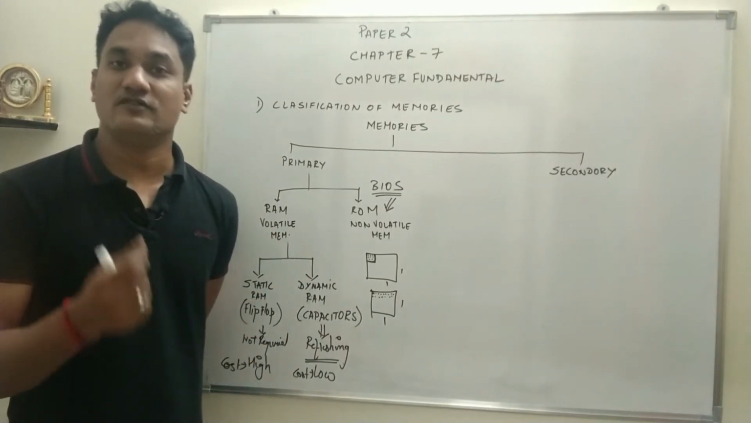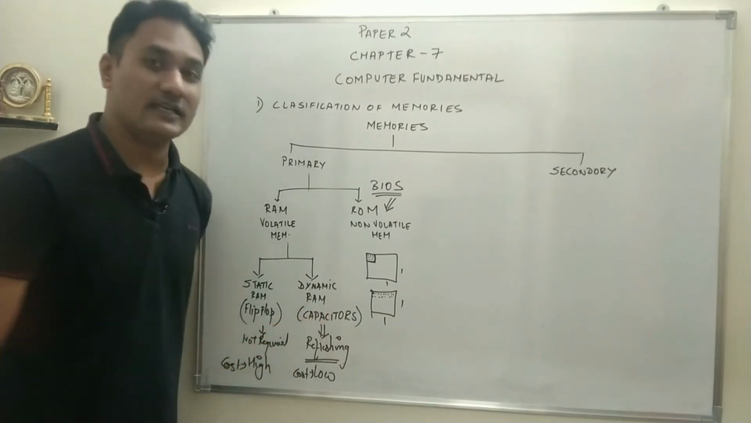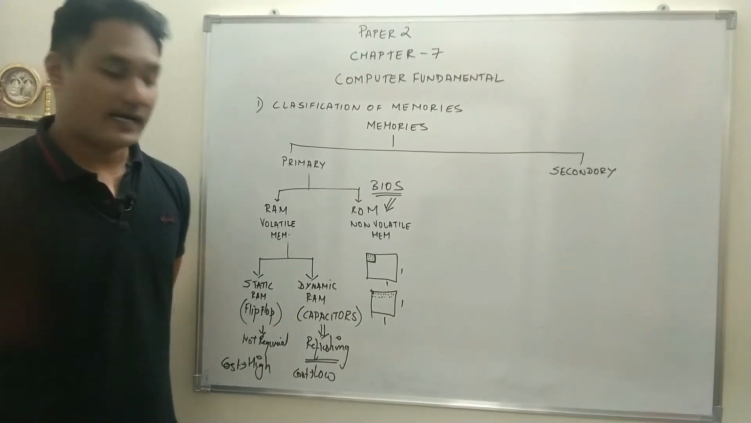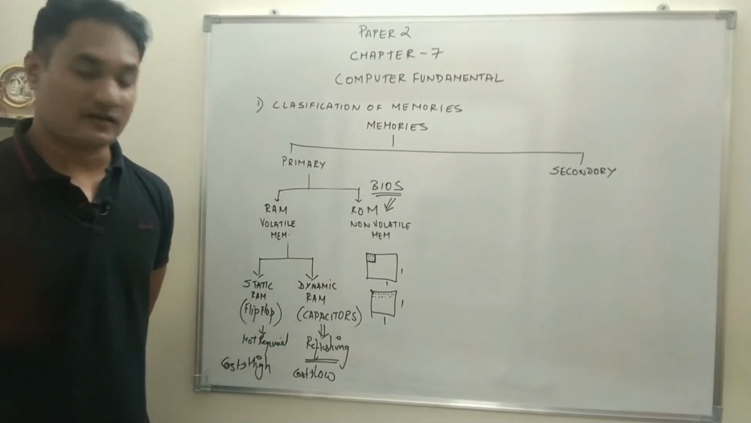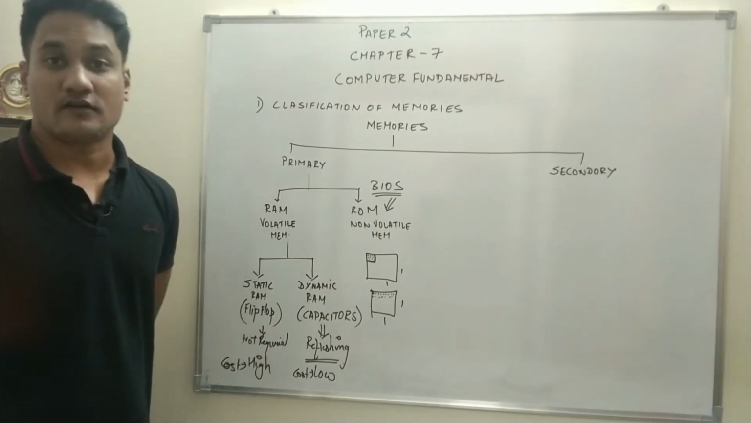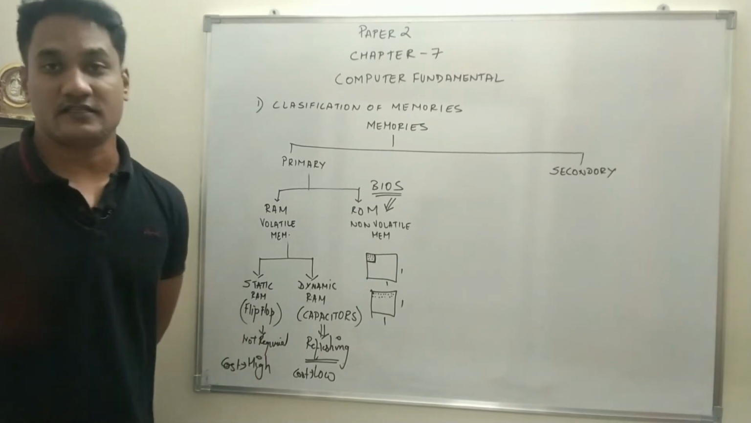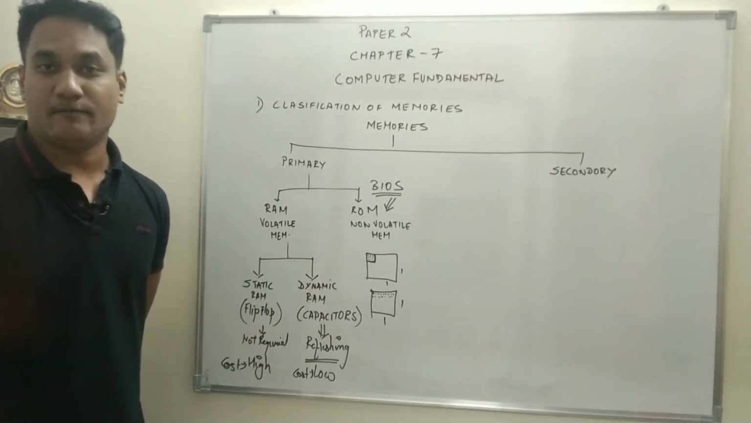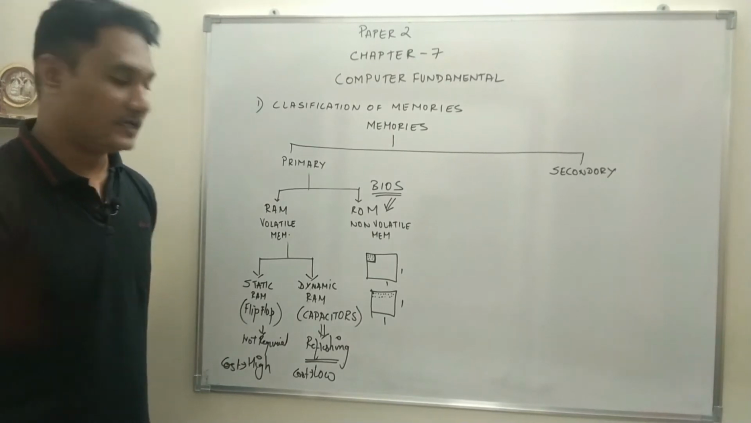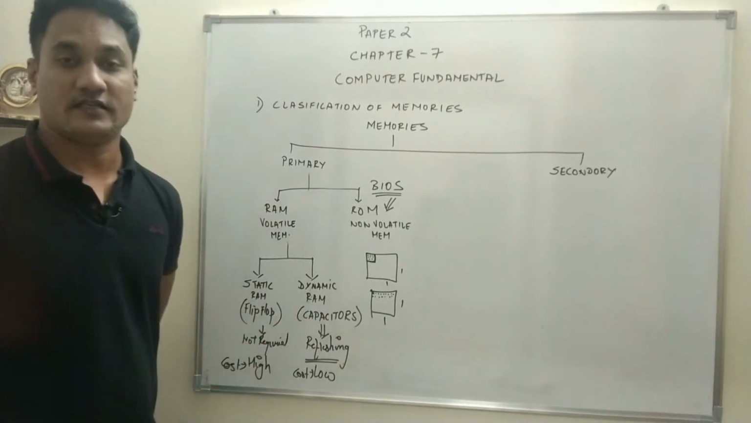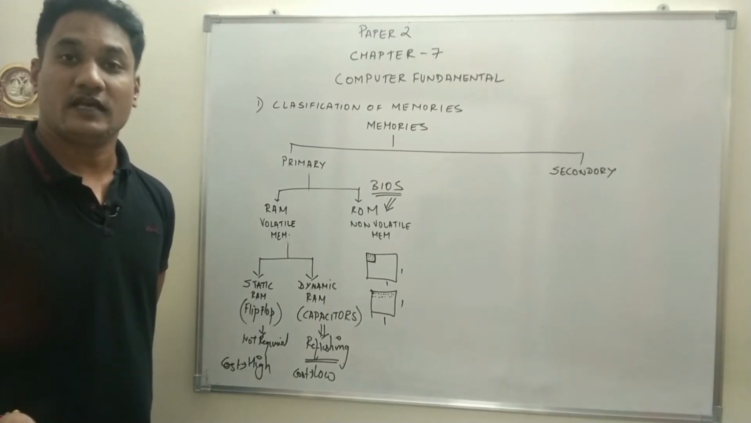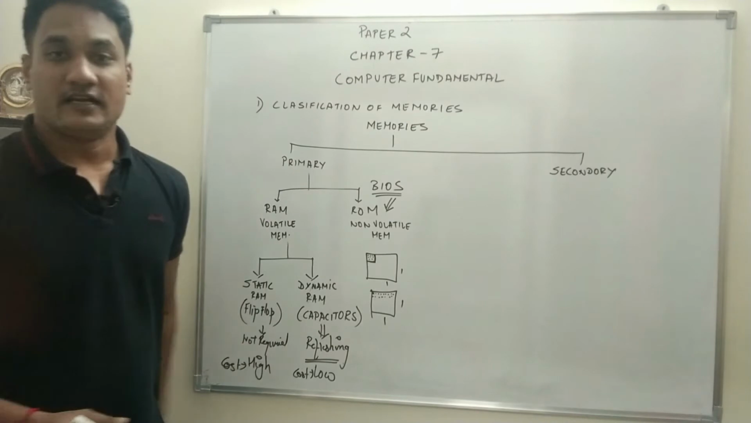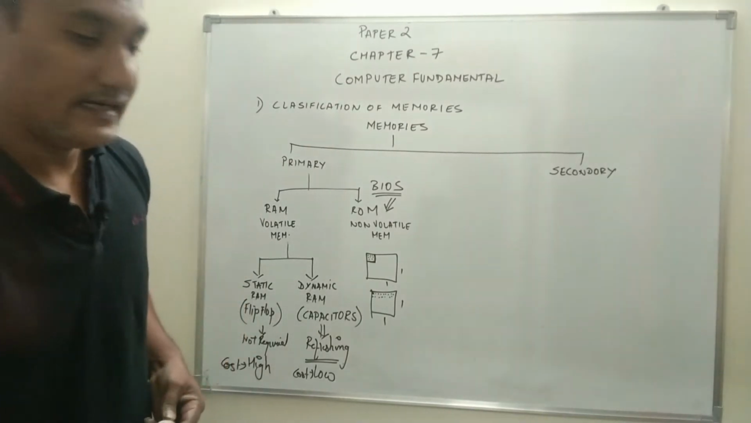Static RAMs are designed using flip-flops, dynamic RAMs are designed using capacitors. In static RAM, no refreshing is required. In capacitive memory, refreshing is required. Static RAM cost is very high, dynamic RAM cost is very low, and volume wise static RAM is less as compared to capacitive memory. Capacitive memory has more volume as compared to static RAM. So these are the differences between static RAM and dynamic RAM.